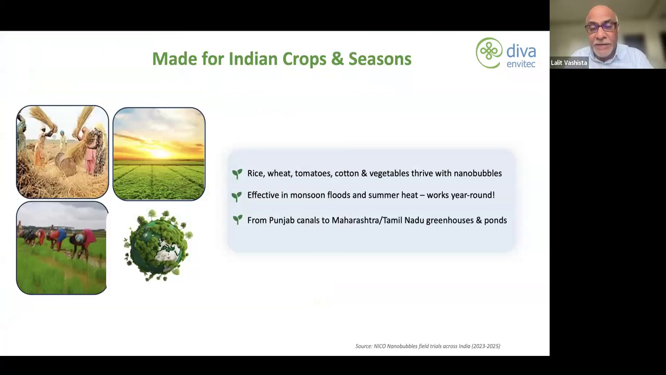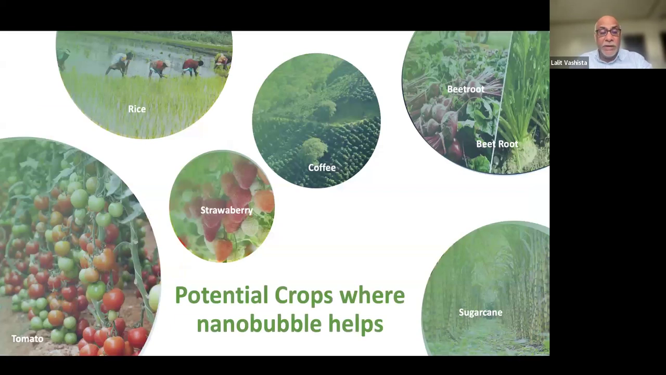Now made for Indian crops and seasons. So what we have done is, there are some cases from Argentina, some from Chile, China, Japan, India. So there are a couple of cases, but Indian crops like rice, wheat, tomatoes, cotton, vegetables, sugarcane, effective in monsoon floods and summer heat also. It works all the year round. And from Punjab canals to Maharashtra, Tamil Nadu, greenhouse and ponds. Apart from agriculture, it is also used in aquaculture. So whoever is doing aquaculture, prawn culture, it is very, very beneficial there.